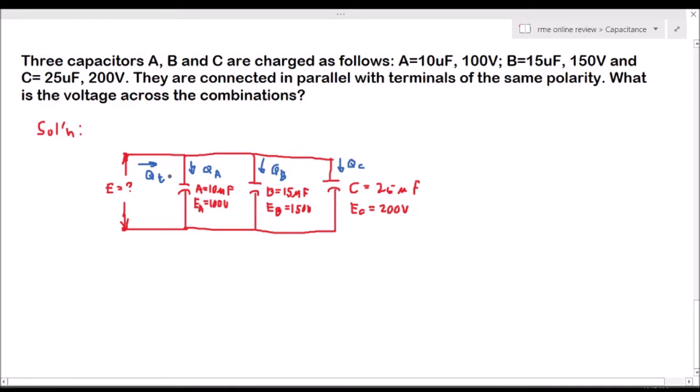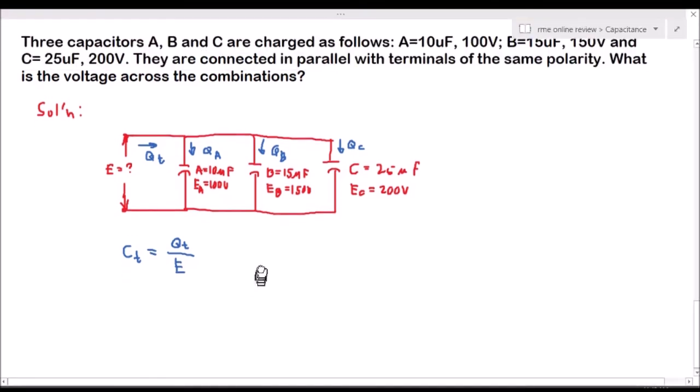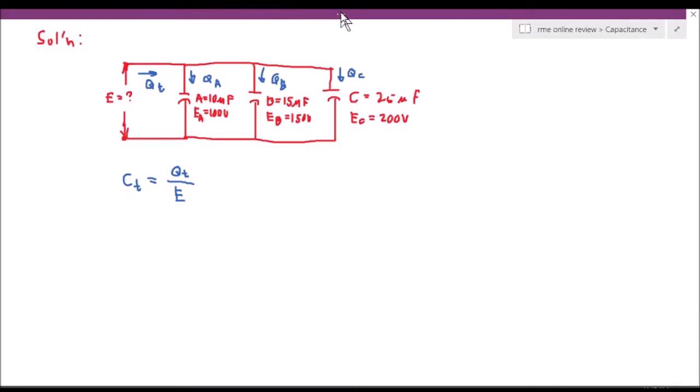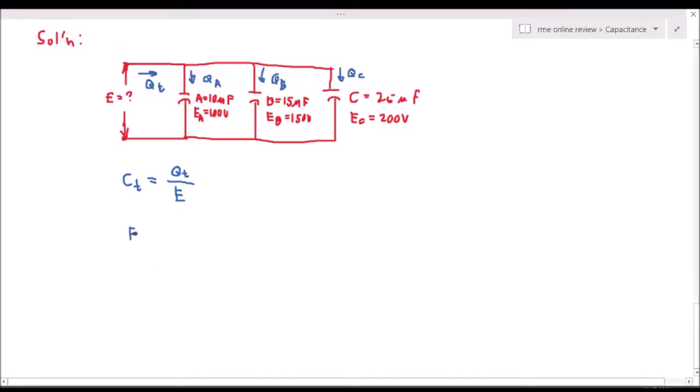So first, we know that the total capacitance is equal to the total charge over the voltage across the combination, or the voltage of the source. Okay, so in order for us to solve for E, E is equal to the total charge over the total capacitance. So basic algebraic manipulation. So first we need to solve for the total charge and the total capacitance in order for us to solve for the E.